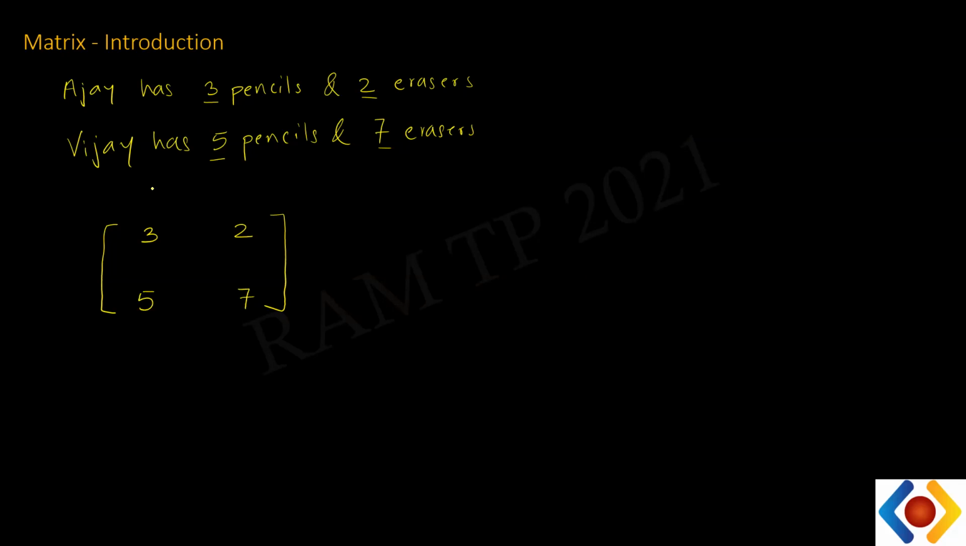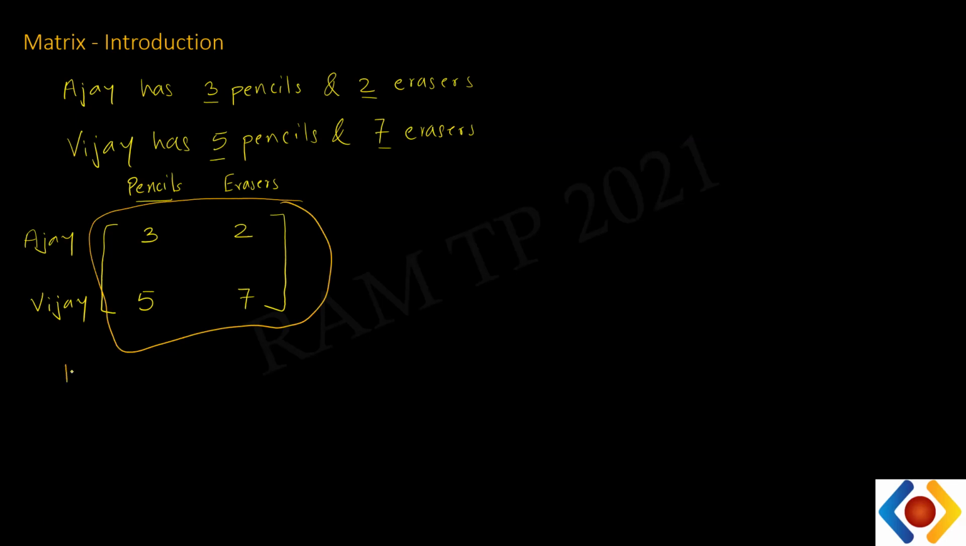The first column gives me information about how many pencils there are. The second column tells me how many erasers there are. The first row gives me information about what Ajay has. The second row gives me information about what Vijay has. So this thing is called a matrix.